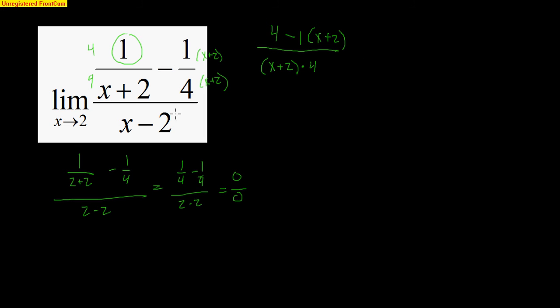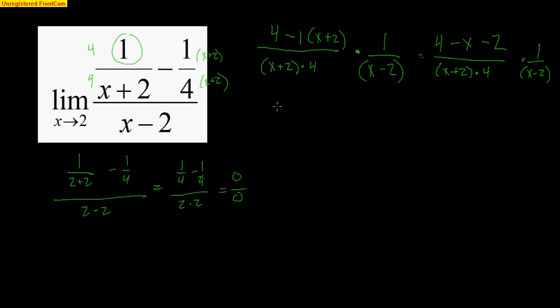And then instead of dividing everything by x minus 2, I'm going to multiply by the reciprocal, which is 1 over x minus 2. Just cleans the problem up a little bit and makes it look a little bit better. All right, let's clean up that numerator there. That's going to be 4 minus x minus 2, all over x plus 2 times 4 times 1 over x minus 2. All right, let's continue to clean this up here.